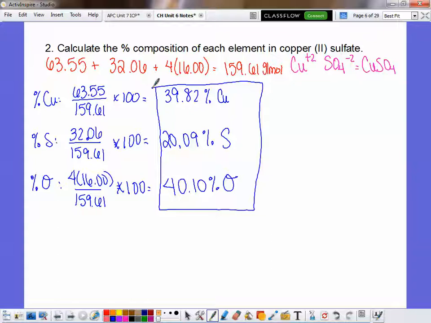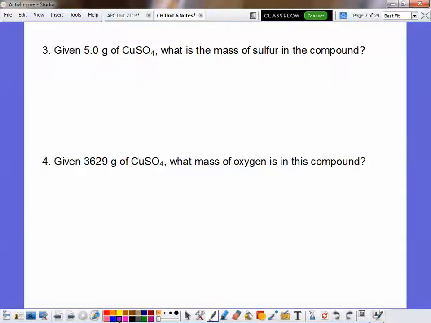All right, so for number 3. Number 3, it says that we are given 5 grams of CuSO4. Hey, that's copper 2 sulfate. That's what we just found the percentages of in number 2. And we want to know what mass of this compound is sulfur. Well, in the last problem, we just calculated what percent was sulfur?